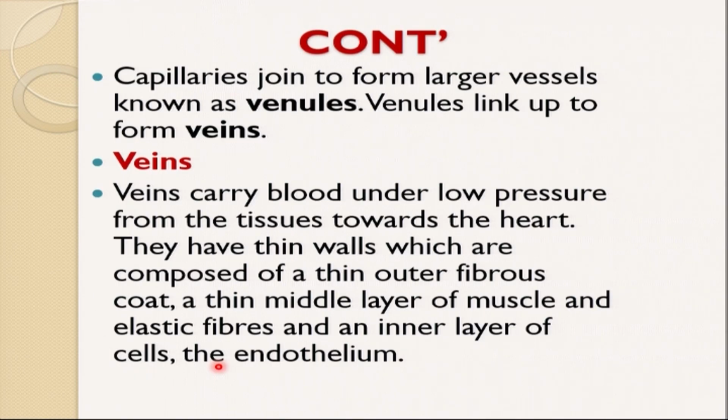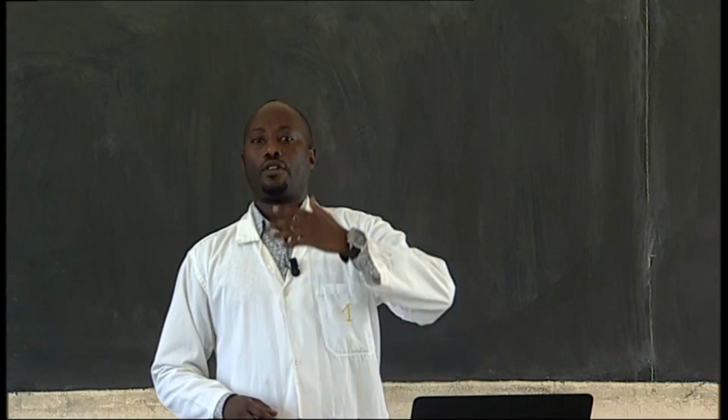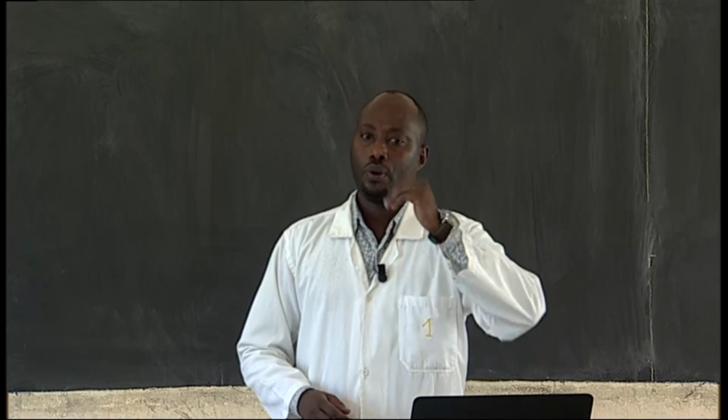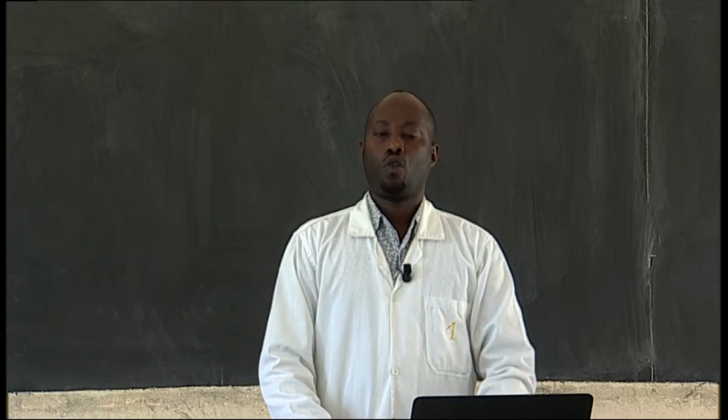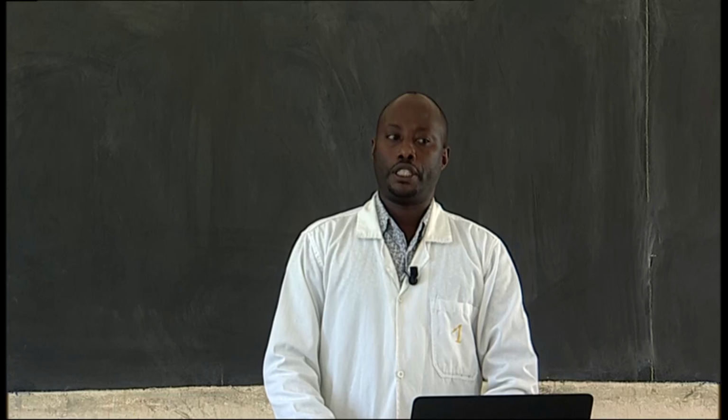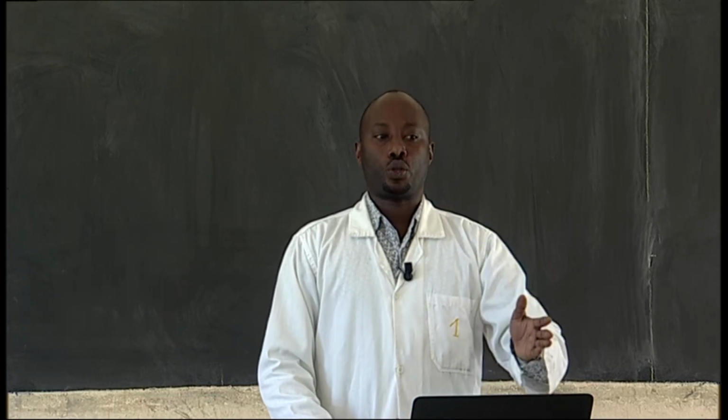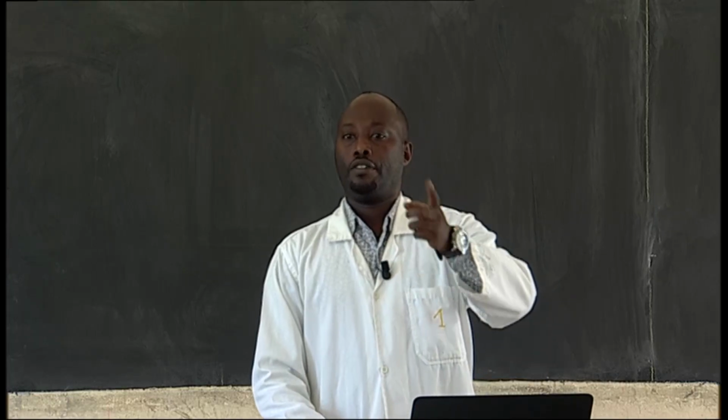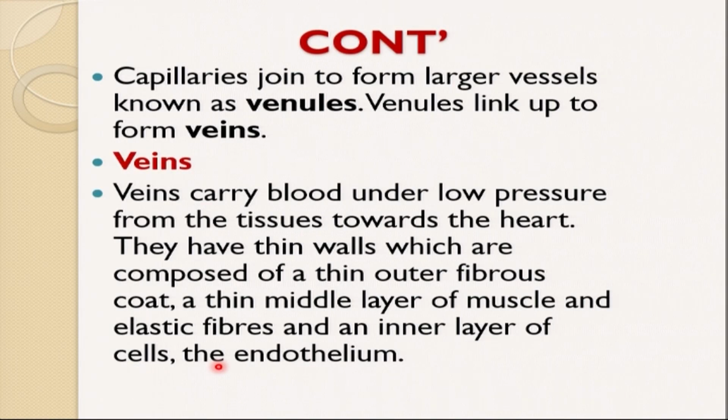Students, let's look at the last type of vessel, which is called veins. It's another type of blood vessel. Veins carry blood under low pressure. The blood that flows through the veins moves with low pressure compared to the arteries, in which blood moves with high pressure. Veins carry blood from the tissues back towards the heart. They have thin walls, composed of a thin outer fibrous coat, a thin middle layer of muscles and elastic fibers, and an inner layer of cells called the endothelium.